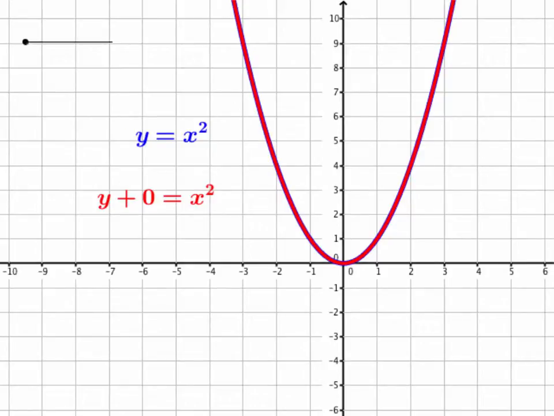Alright, what we've got now is a red graph and a blue graph directly on top of each other, even if the blue graph is hard to see. The blue graph is the graph of y equals x squared, and the red graph is currently the exact same thing because it's y plus 0 equals x squared. But let's see what happens when we take this 0 and we change it into a 4.